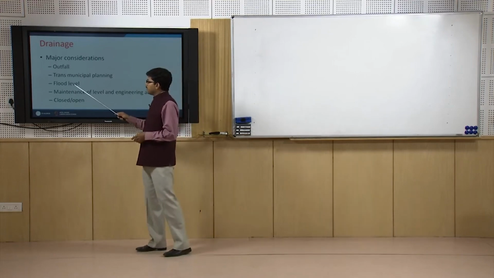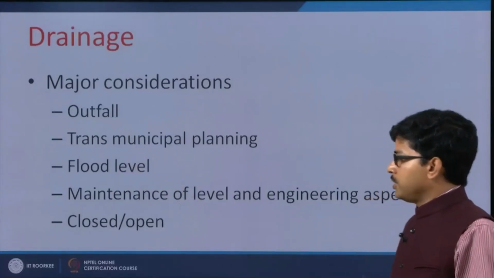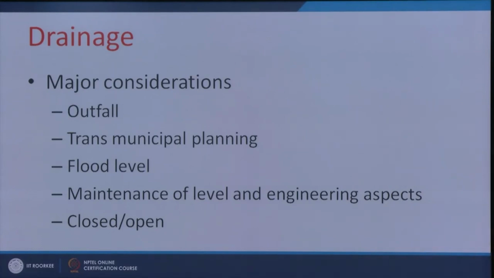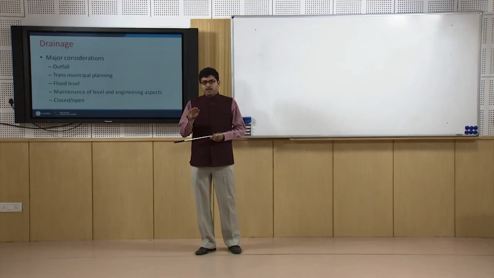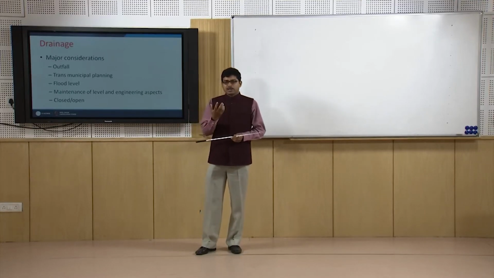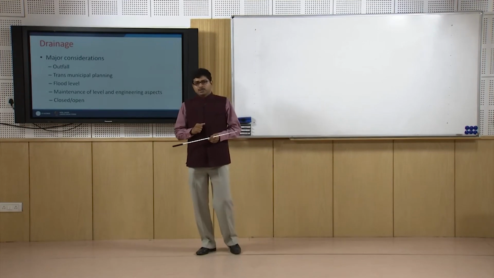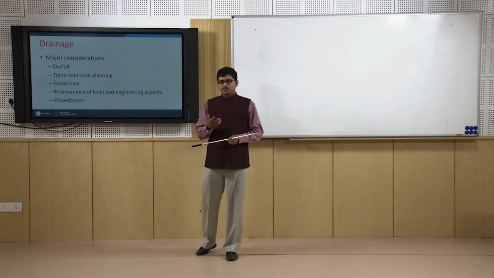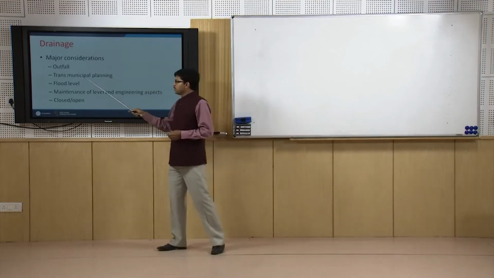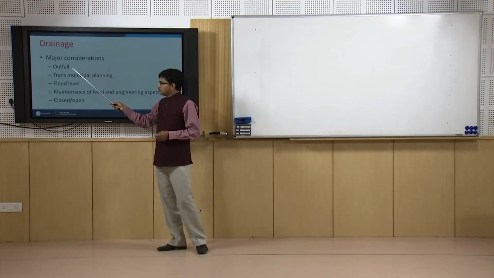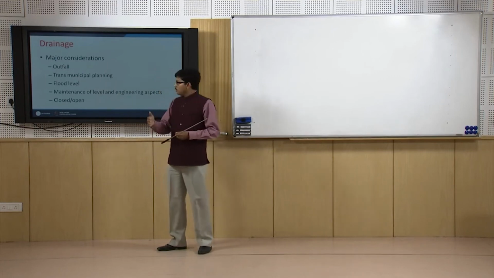Apart from the flood level, another point is the outfall, where the surface drainage water will go and be disposed of. For any housing development or township development, huge areas are under concrete or hard surface. Because the hard surface does not absorb rainwater or surface water, the surface water comes to the outfall area. The outfall can be for a city or the overall township, or it can be at the local level.